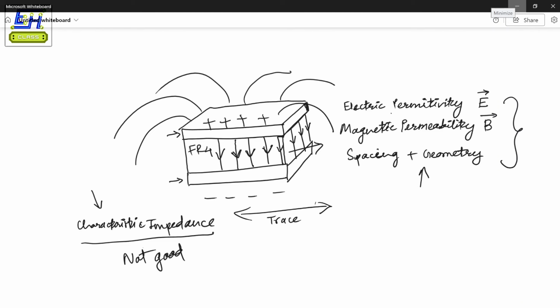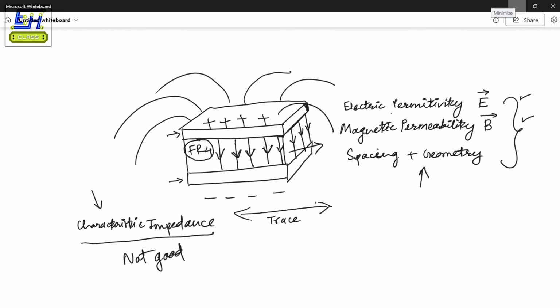And this medium in between them is typically FR4, that changes according to what you want. But as we just saw, because the energy is delivered through the electromagnetic waves, which are traveling in this material FR4, all the physical characteristics of this material will affect how energy is delivered. So things like electric permittivity, magnetic permeability, even physical things like spacing and geometry.